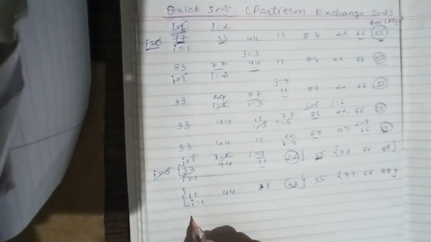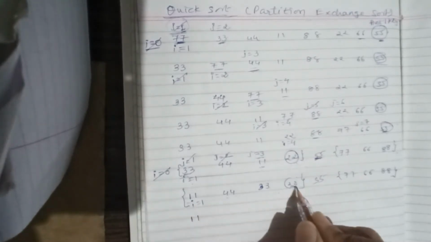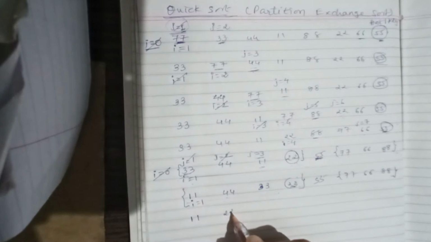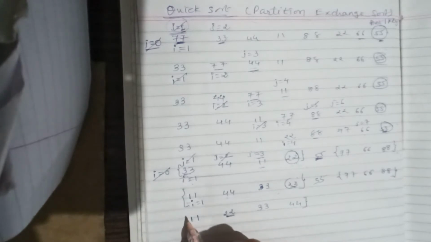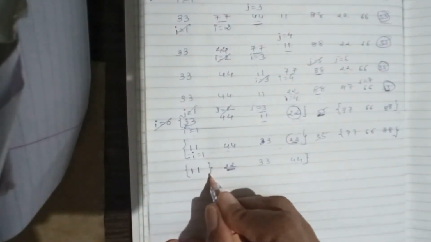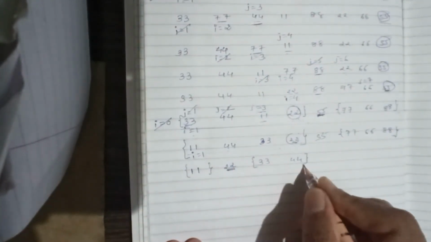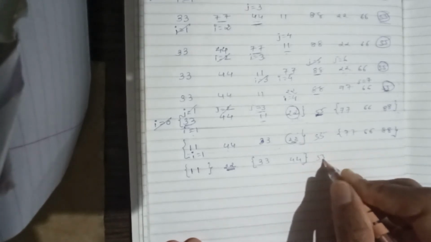So now we'll be having 11, this 44 and 22 get exchanged, so 22, 33 and 44. Now pivot is at its final position. So now we are getting two partitions. One partition on the left hand side of the pivot and the other partition on the right hand side of the pivot.